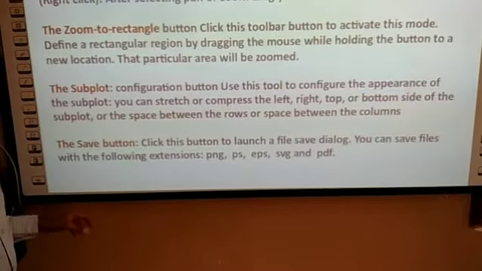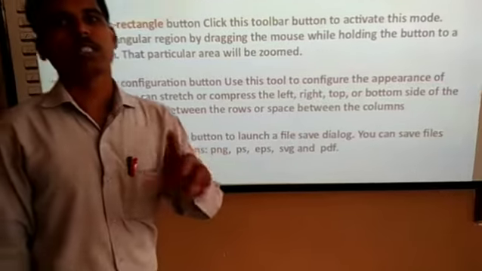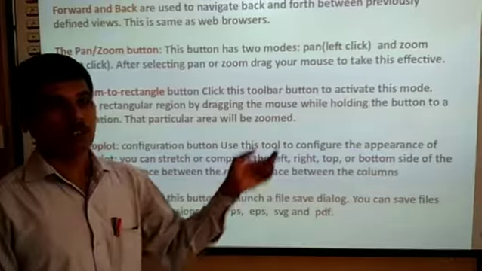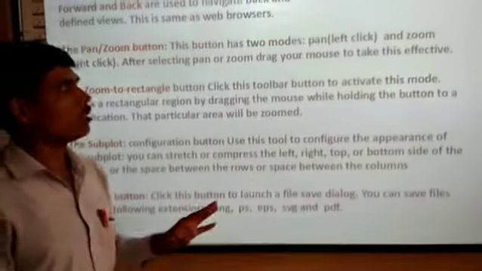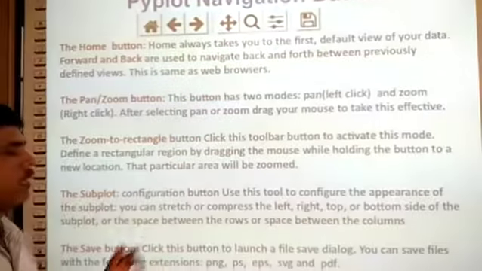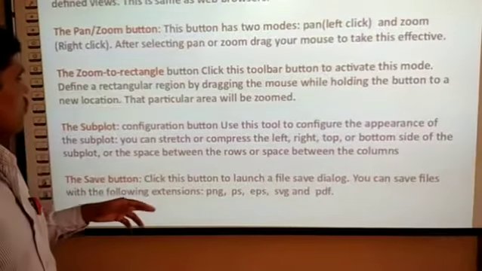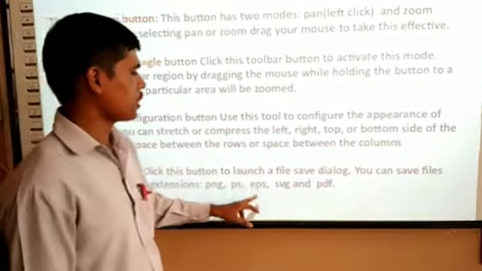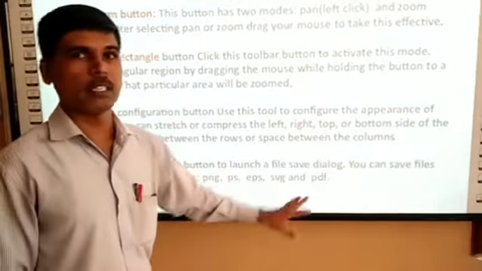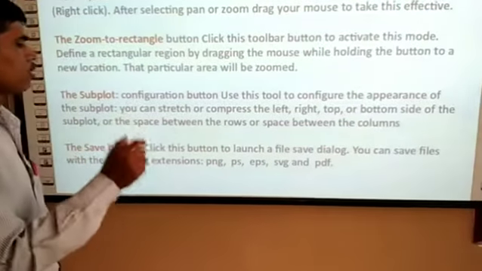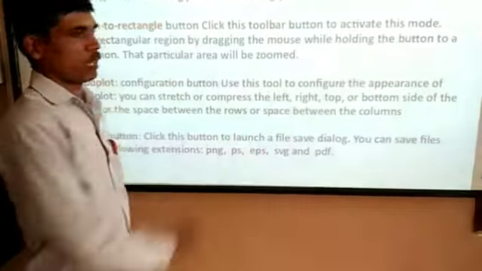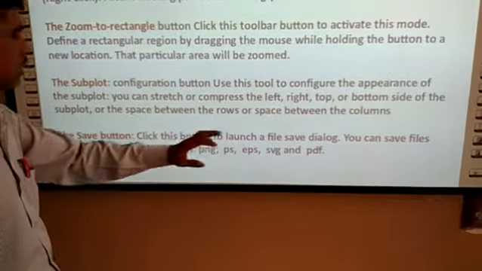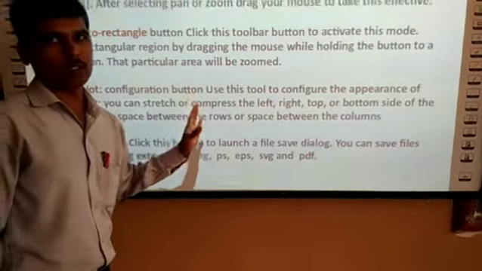Understand? Then the save button. Suppose you want to save your chart. So how to save your chart? By using the save button. After displaying the chart on the monitor screen, when you click on that save button, it will save your chart in the form of PNG. The extension is PNG format, PS format, EPS format, SVG format, and also PDF format. Okay, the image will be saved only in these formats: PNG, PS, EPS, SVG, and PDF. Only in these formats can your image be saved. Clear?